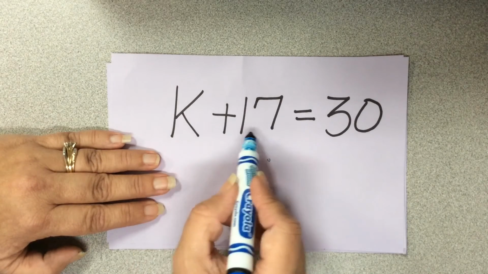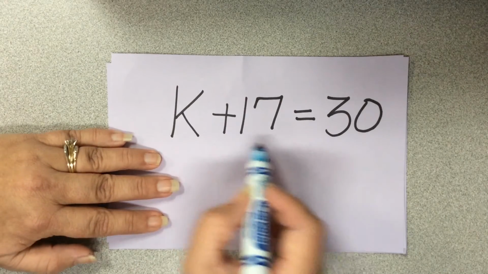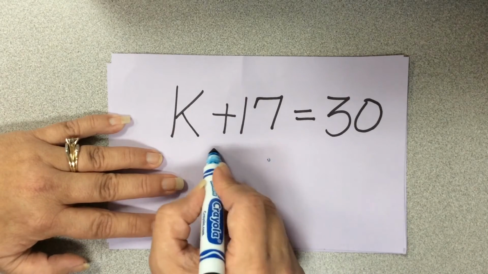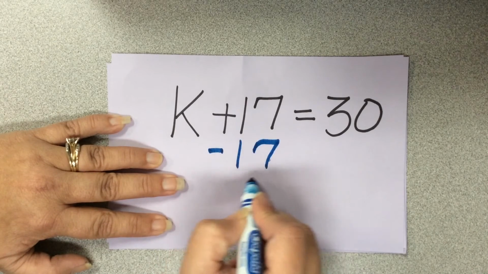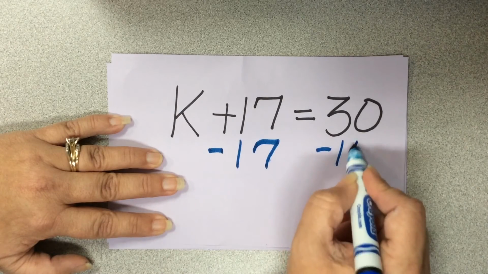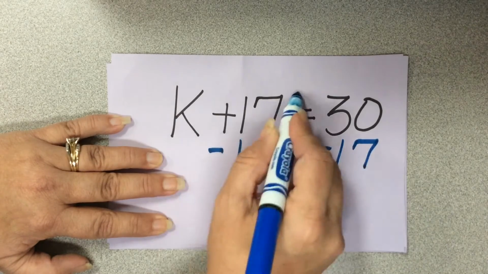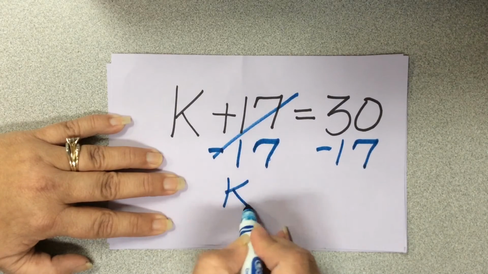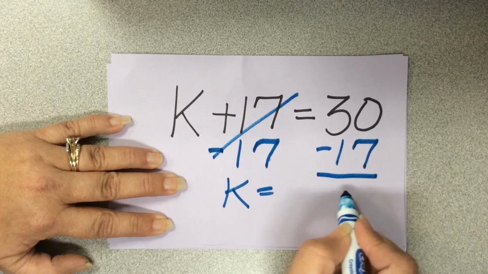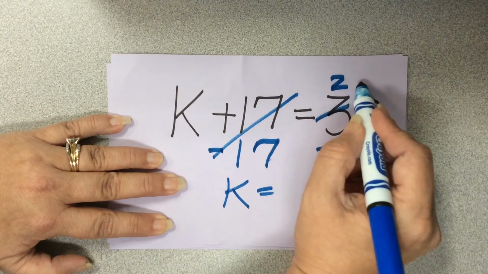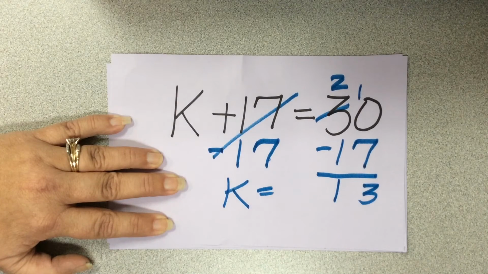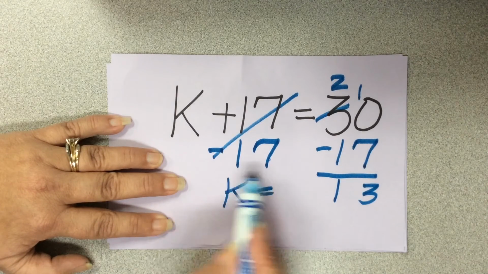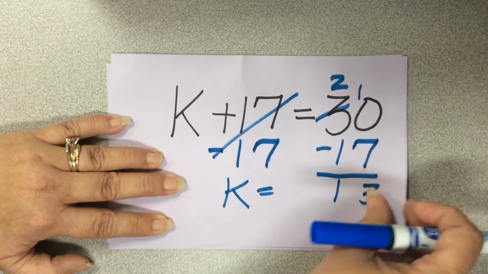I have k plus 17 equals 30. Well, the opposite of adding 17 is subtracting 17. If I subtract 17 from one side, I have to subtract 17 from the other side. Over here, I'm left with just k. And over here, I'm going to do my subtraction. So I'm left with 13. So k equals 13. Again, I balance my equation.